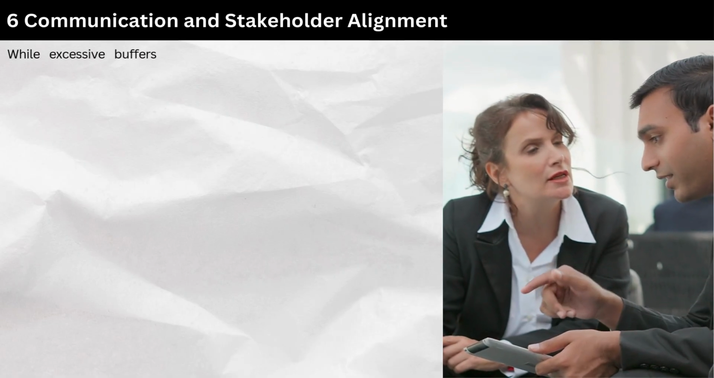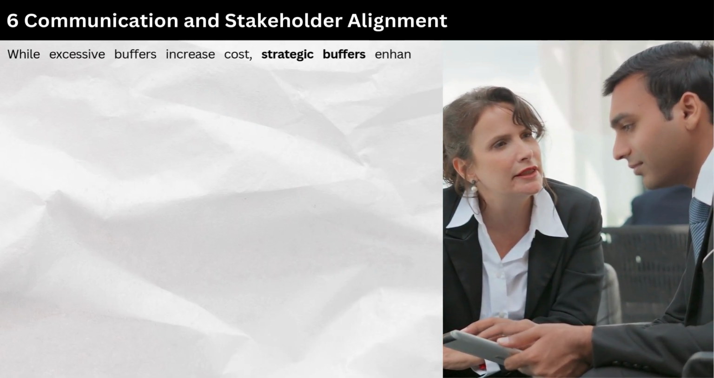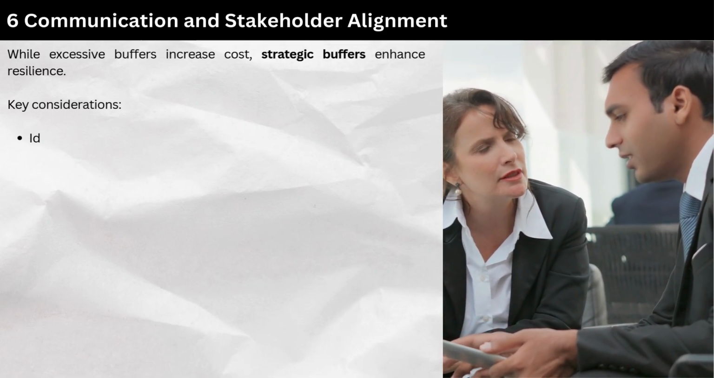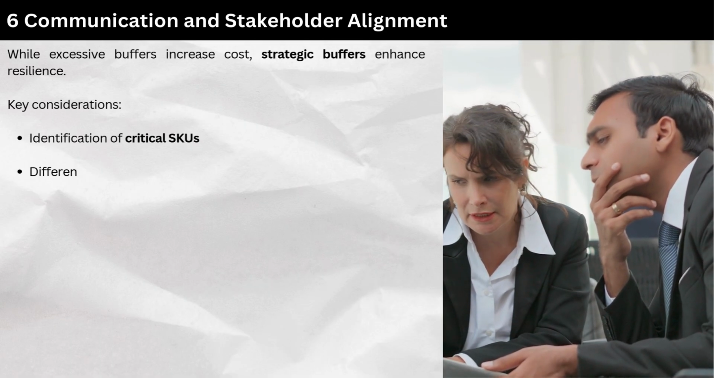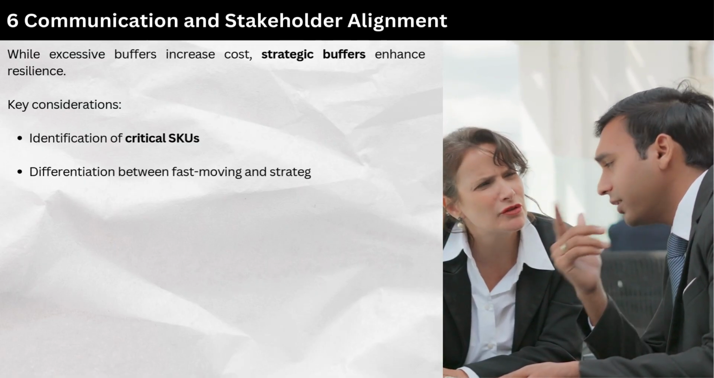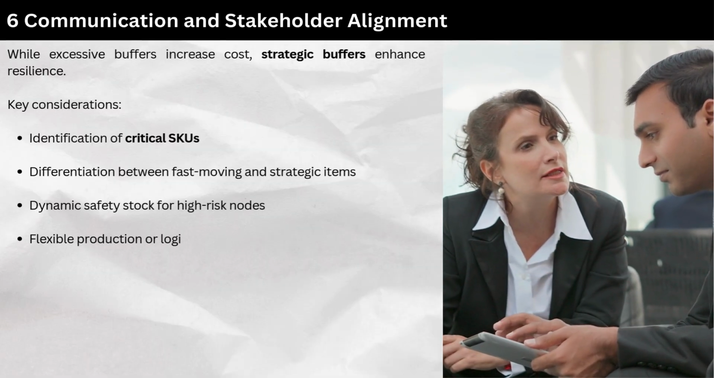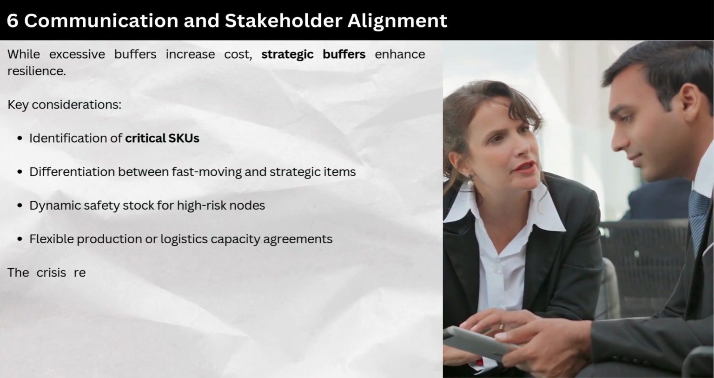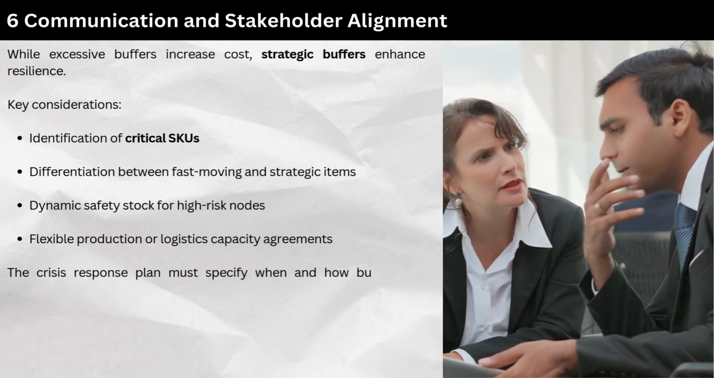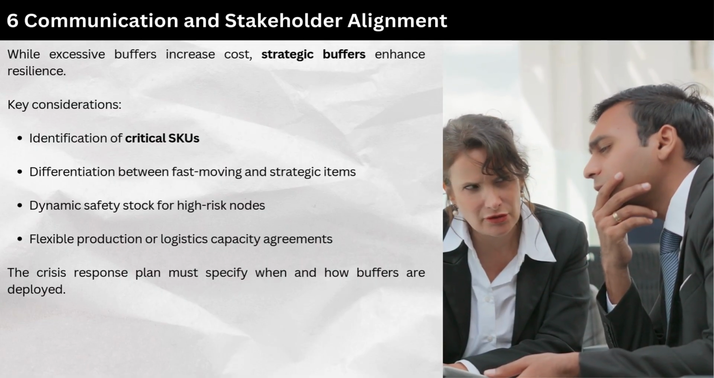6. Communication and stakeholder alignment. Poor communication often causes greater damage than the disruption itself. A crisis plan should include internal communication protocols, supplier and logistics partner communication templates, customer communication guidelines, executive reporting cadence. Clear, consistent communication maintains trust and prevents misinformation.